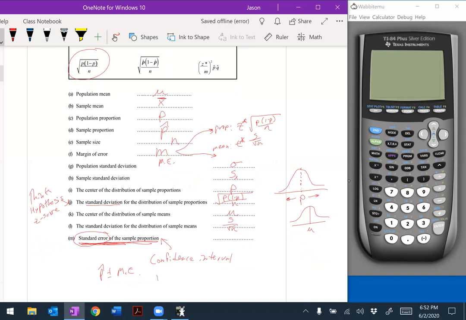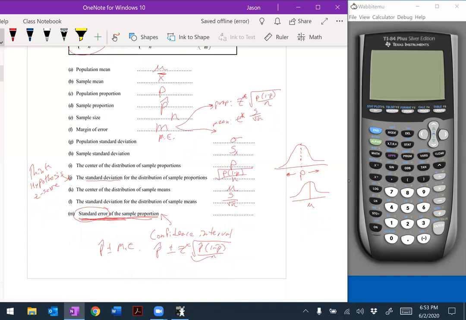And that's p hat plus or minus z star times the square root of p hat times 1 minus p hat all over n. And what is this guy here? Well, that's the standard error. So you want to think in terms of confidence interval, standard error. They're not calling it a standard deviation, they're calling it a standard error. The standard deviation is always based on the population. The standard error is always based on the sample.